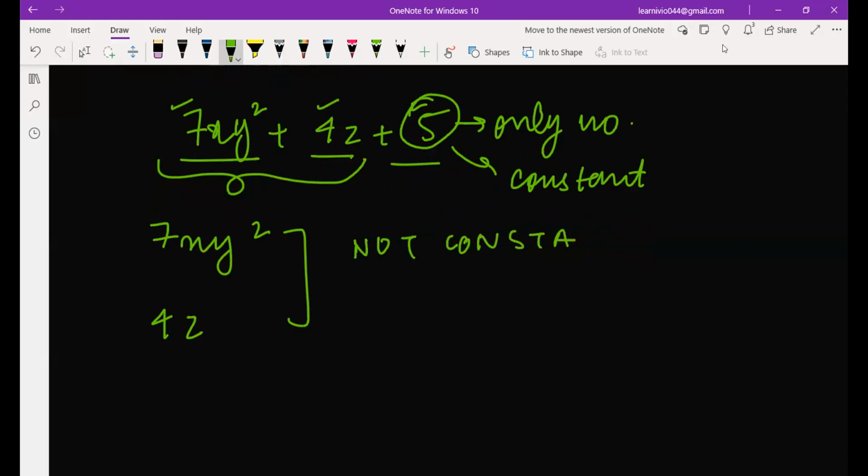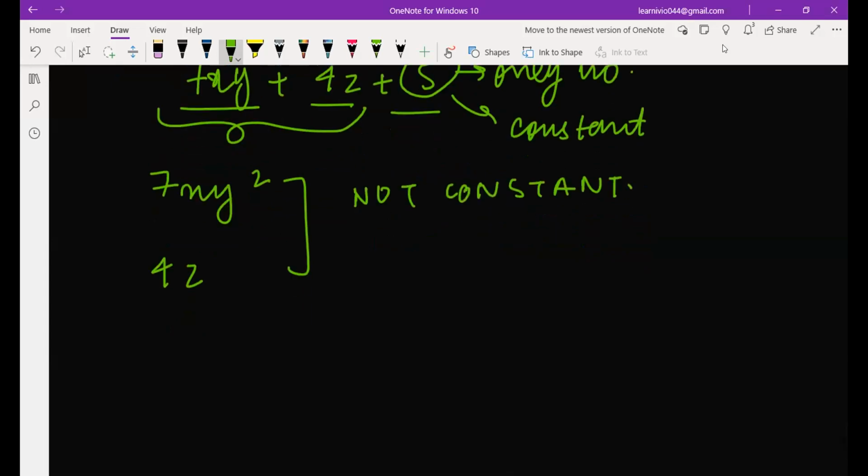Yes, ma'am. Now tell me that in 7xy square I have two things: a number and a letter. So what is the number over here? 7 is the number and xy square is the letter. Over here 4 is the number, z is the letter. Do you understand? Yes, ma'am.